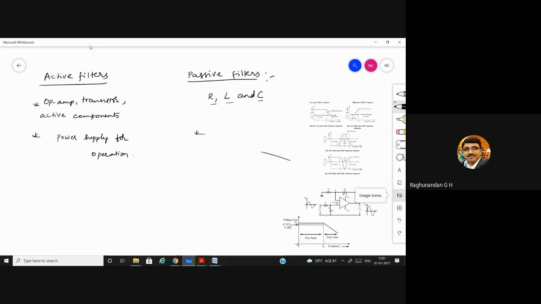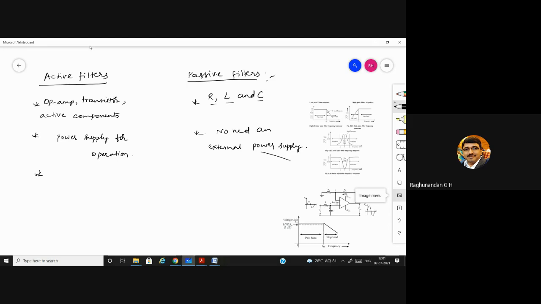Here, since passive filters are not capable of providing any power gain or voltage gain, they don't need an external power supply for their working, because anyhow they are not going to give any additional gain. That's why.